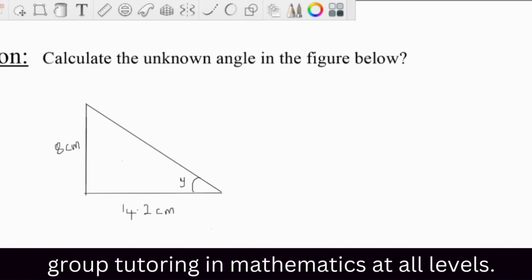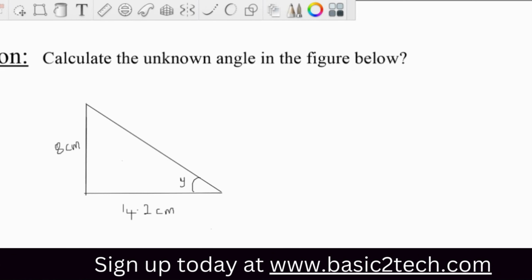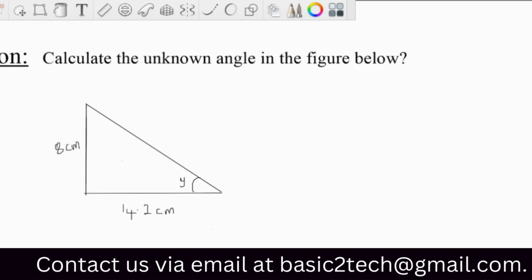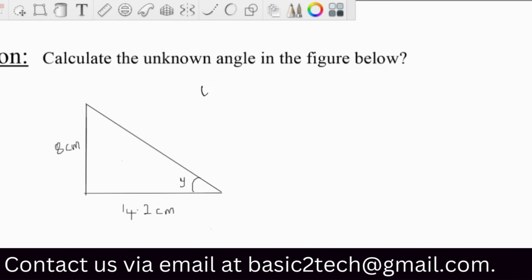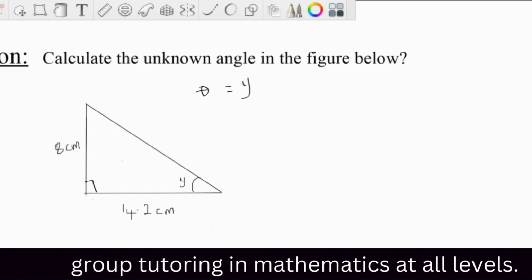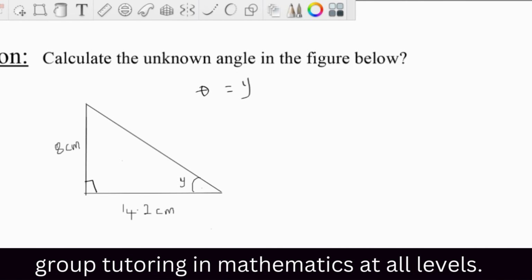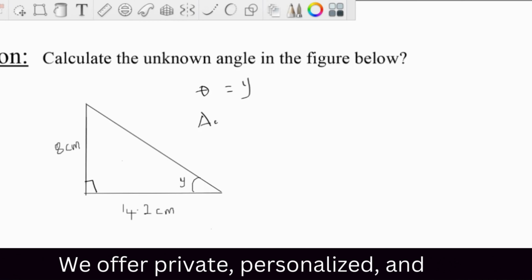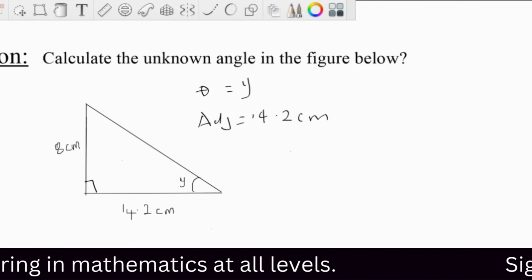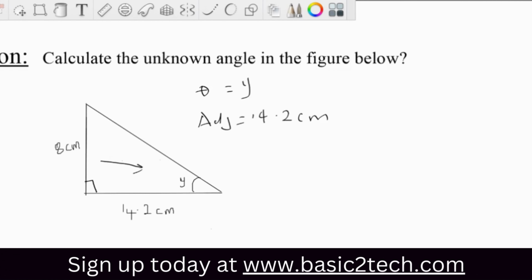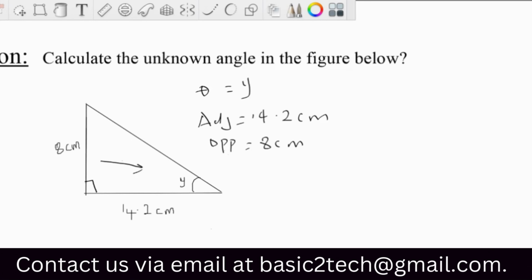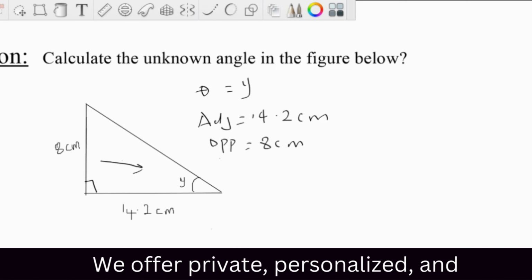So let's look at an example of calculating the unknown angle in the figure below. As you can see right here, our angle theta is unknown, it is y. This is a right angle triangle. The side next to the angle and the right angle is our adjacent, so our adjacent is 14.2 centimeters. And the opposite, which is facing the angle, is 8 centimeters. So again, we have adjacent, we have opposite.